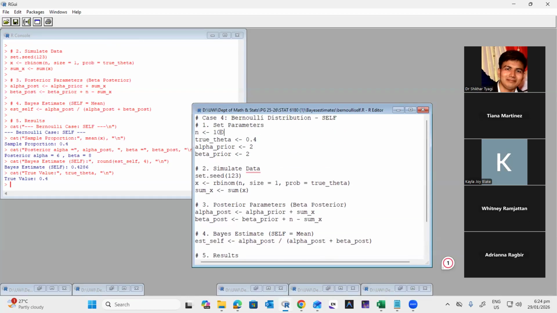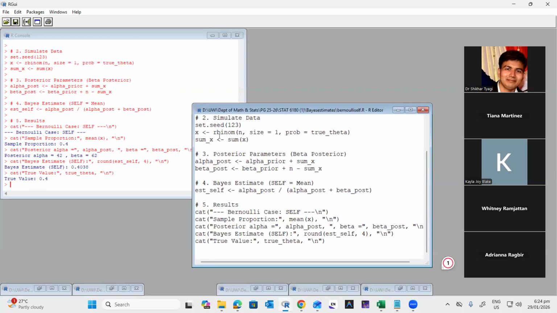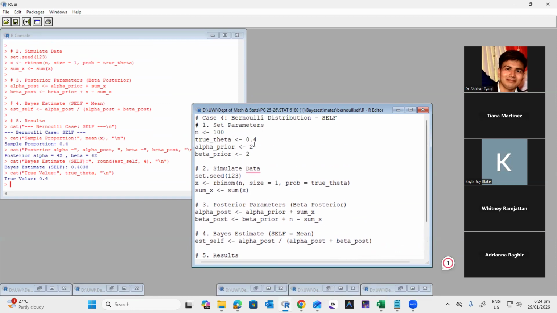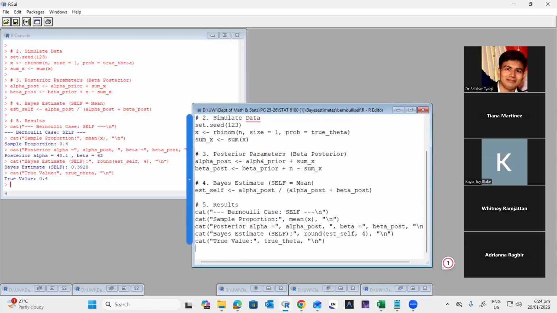Now we just increase the sample size. So it is 0.4038. That is quite similar to the true value of theta. Okay. So now we just try to change the value of the prior here, say 0.1 and 0.1, or you can just keep it at 2. Now we see what will be the impact.